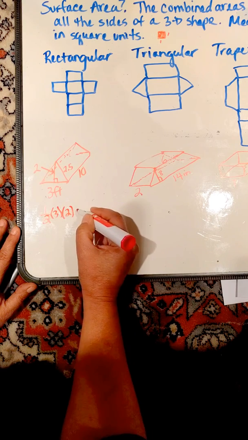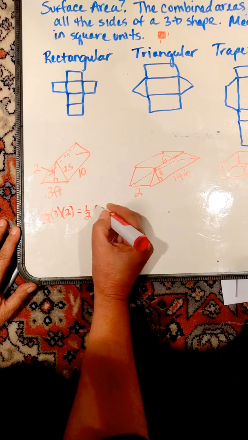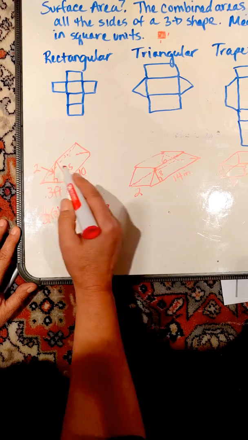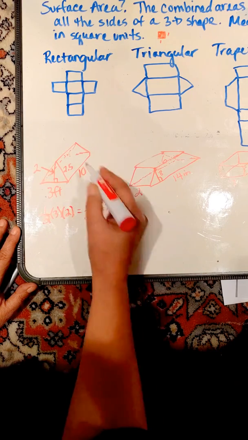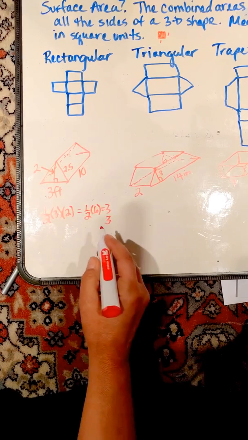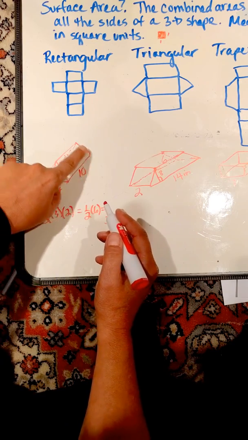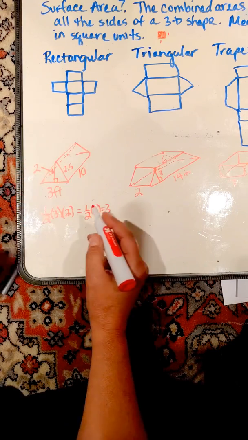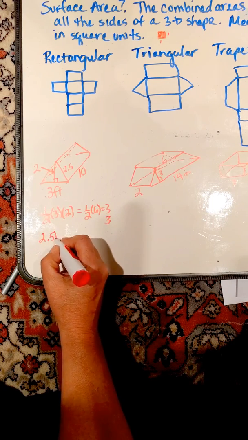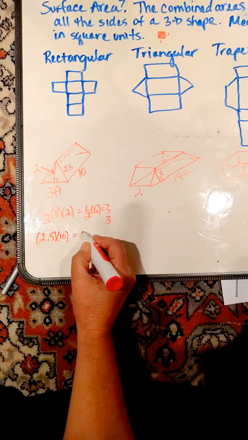So 1/2 of 6 equals 3. And remember, we need 2 of these. So we have 3 for one triangle and 3 for the other triangle, which is going to be exactly the same. The next thing is I can see this rectangle here. The area of that is going to be 2.5 times 10, and that equals 25.